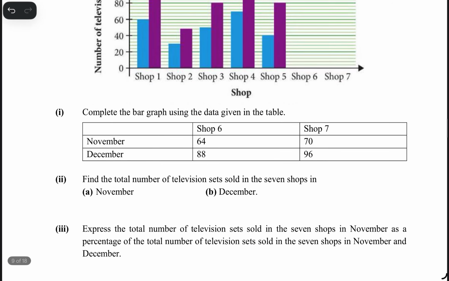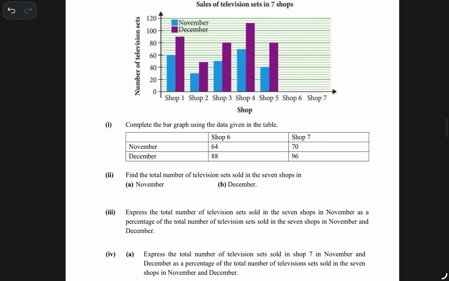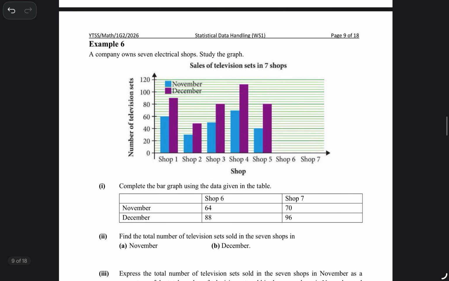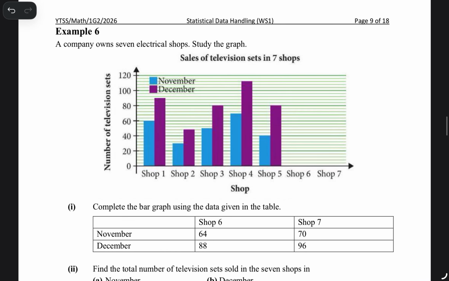Okay, I give you maybe about, can you pause this video first, spend about 5 minutes, try all the questions here before you continue playing this video to understand and go through these different questions. Alright, so now I will continue going through this question over here.